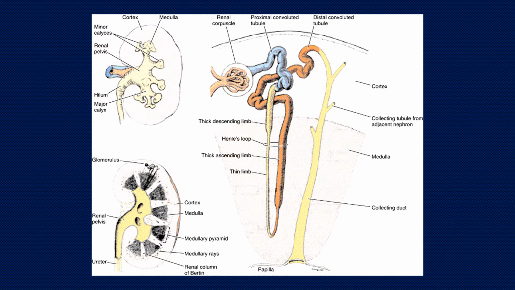In the central part of this picture is the composition of the nephron. You can see the renal corpuscle, proximal convoluted tubule, thick descending limb, loop of Henle, thick ascending limb, and thin limb in the loop of Henle. Next, the distal convoluted tubule, which joins with the collecting duct. The cortical nephron will be present more in the cortex, and the loop of Henle will be present in the medulla part. But the juxtamedullary nephron lies on the border between cortex and medulla; the renal corpuscle and proximal convoluted tubule will be present on the border between cortex and medulla.